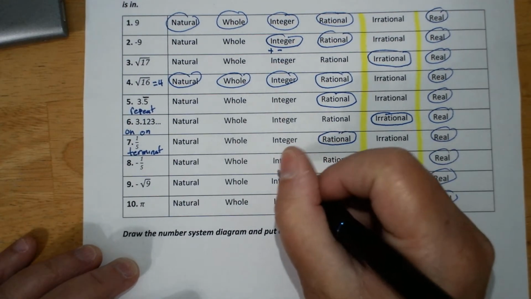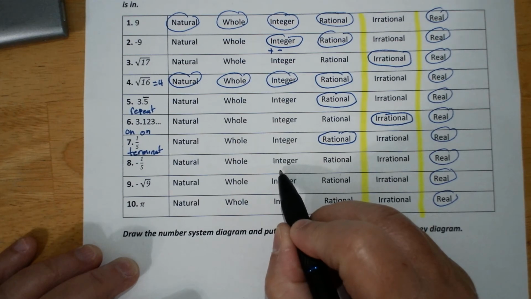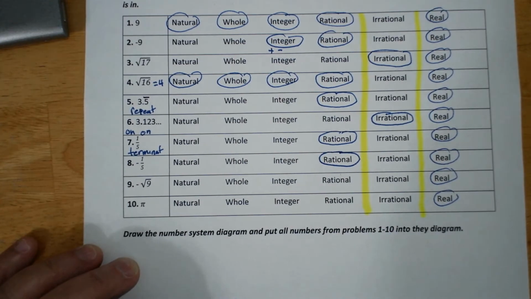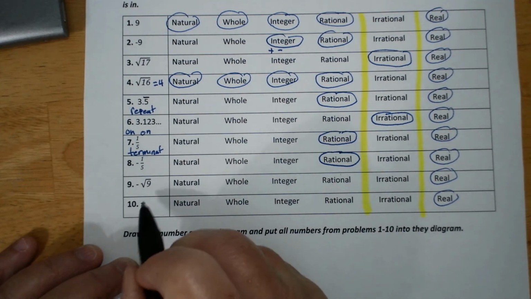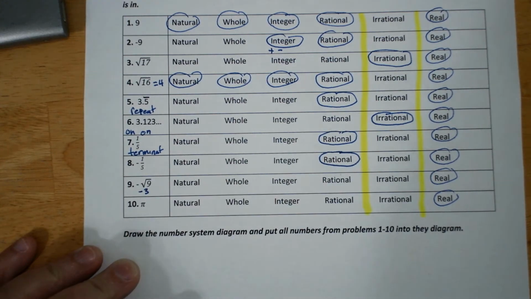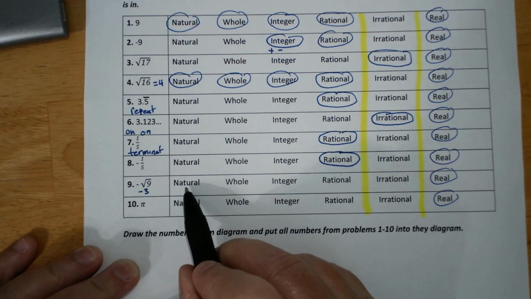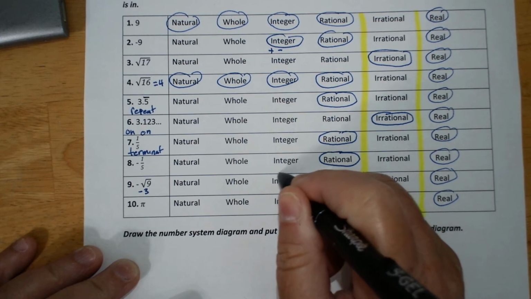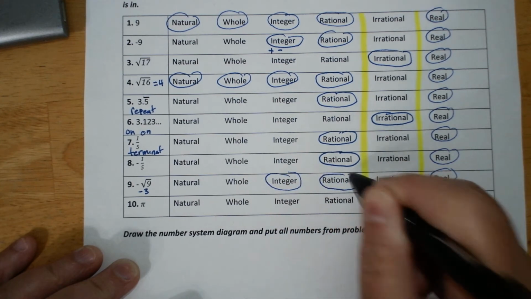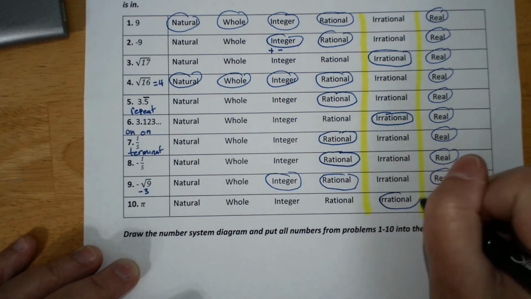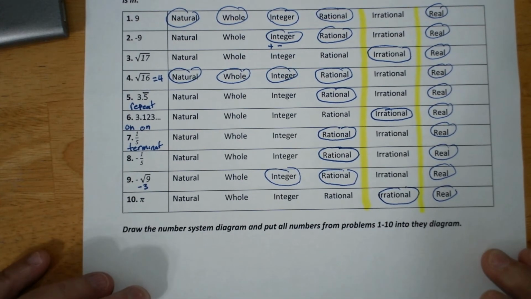-1/5. This is positive and negative whole numbers. Anytime you have a fraction, it's going to go here. Square root of 9 is 3. A negative outside is a -3. First graders don't know it. Doesn't have a 0. Positives and negatives, so it's an integer and a rational. Pi, memorize it. Irrational. Most famous irrational number.